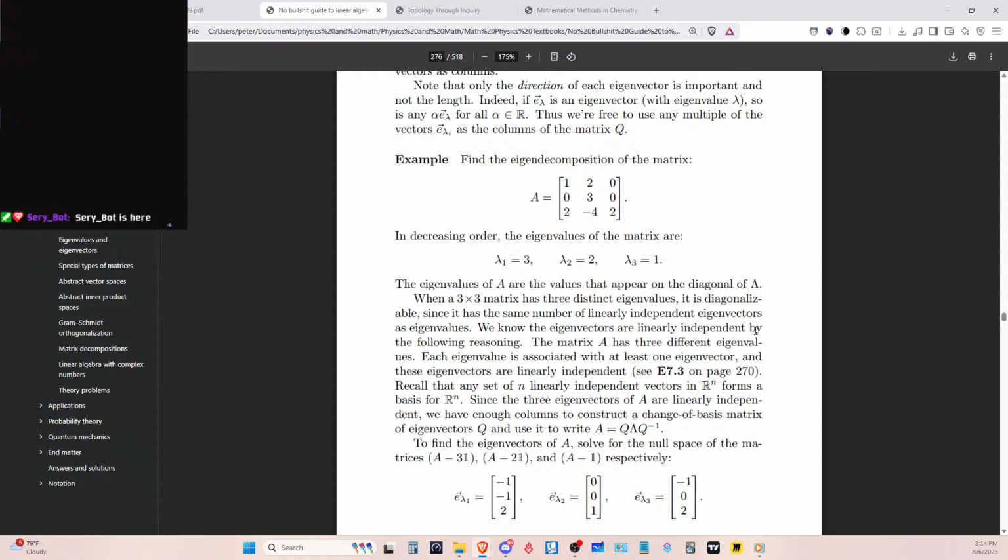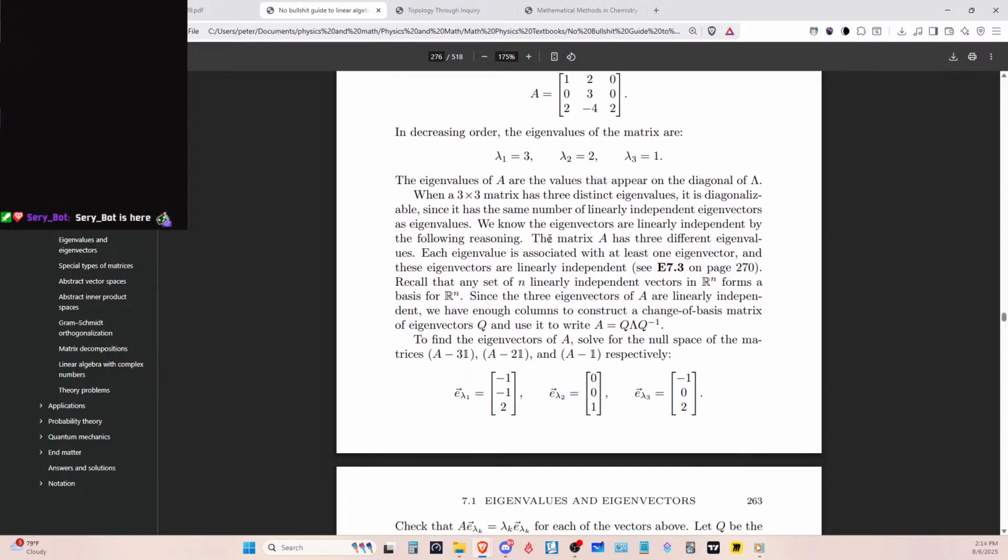It's hard to read that one. Since it has the same number of linearly independent eigenvectors as eigenvalues. We know that the eigenvectors are linearly independent by the following reason. Matrix A has 3 different eigenvalues. Each eigenvalue is associated with the eigenvectors.